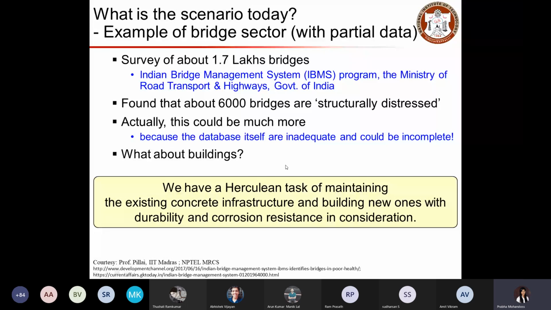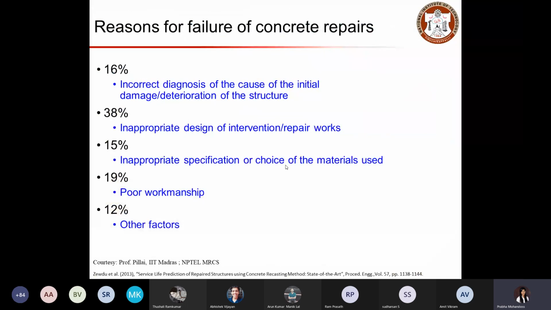Right? And there are a lot of reasons why our concrete structures get repaired, and the reasons are split up here. The survey says about 16% could be incorrect diagnosis of the cause of the initial damage or deterioration of the structure. It is not possible to construct a perfect or defect free structure. When we construct the structure, over time it will experience certain defects or degradation. But it is very important to notice and fix a solution for those problems.